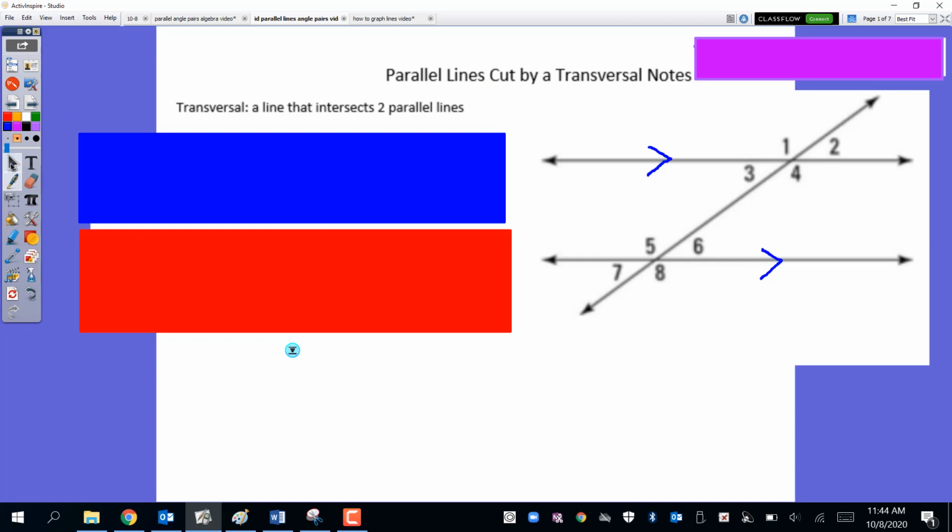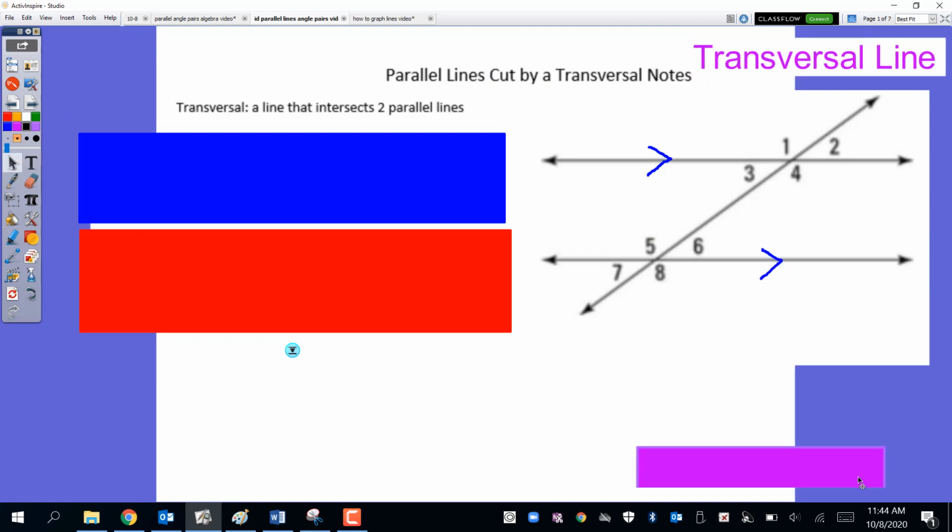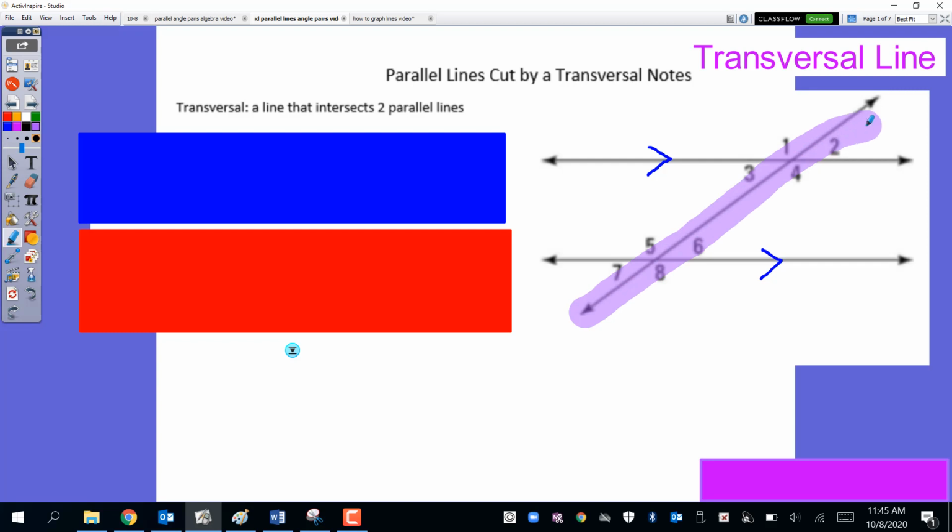A transversal is another line. Our transversal is the line that goes through the two parallel lines. In this picture, it's going to be this line right here. That's going to be your transversal line, okay? So it touches both parallel lines.